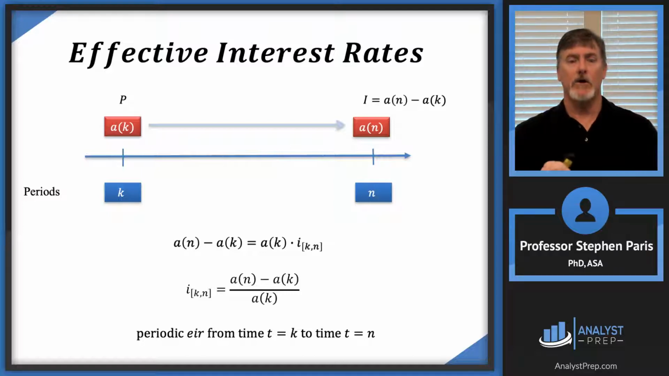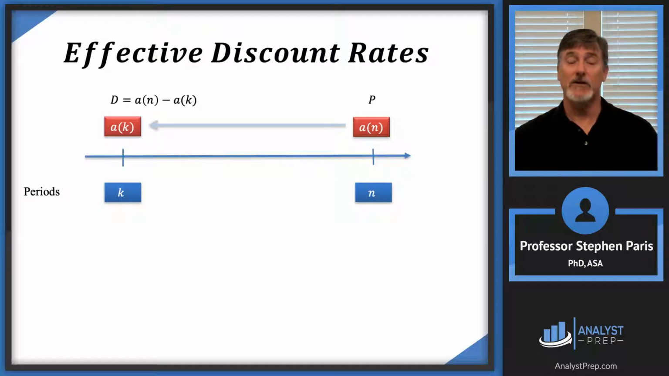Again, this is going to be the theme throughout the video. The numerator is going to be the amount of interest that's earned over the time frame, and the denominator is the amount that you are considering to be the principal during that time frame. So if I turn it around and I look at effective discount rates, remember discount is paid at the beginning of the period, based on principal at the end of the period.